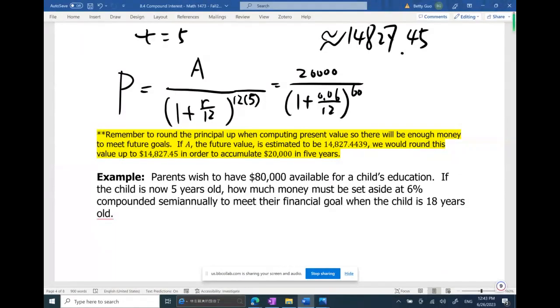If the future value is estimated to be this many, we would round this value up, just like what I just did, in order to accumulate 20 grand in 5 years. This is very, very important. Do not lose the point in math just because you did not round it correctly. The question will give you the correct instruction.